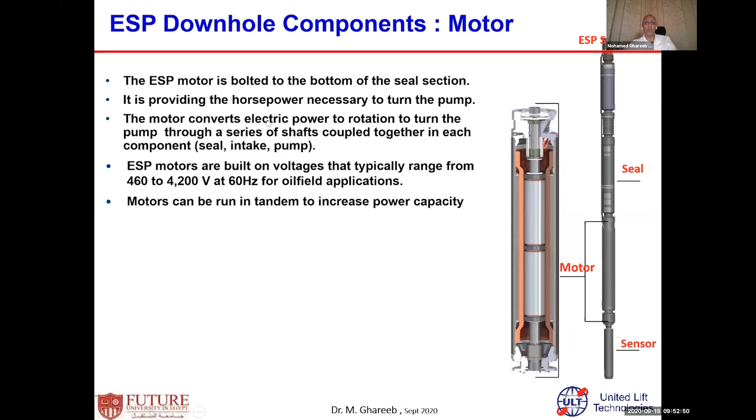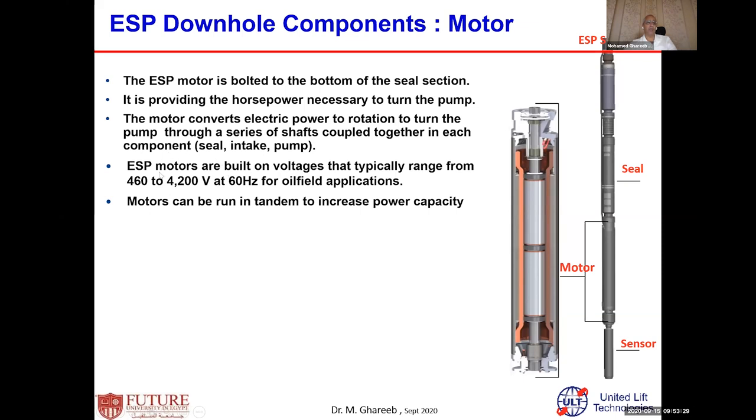The motor converts the electric power received via the cable into rotation, which turns the whole bottom hole assembly downhole. ESP motors are built on different voltages and amperes, typically ranging from 460 up to 4000 volts. Usually lower volts are used for a subsurface pump, and it's not easy to find really unless for very shallow wells; it can be 460 volts up to 4200.